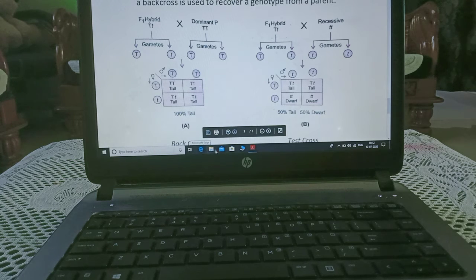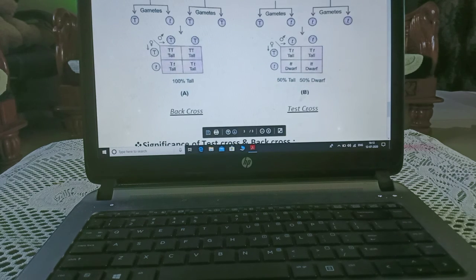Now here you can see in the test cross, the gametes are capital T, small t, crossed with each other. The resultant was 50% heterozygous tall and 50% homozygous dwarf. This is the basic difference between back cross and test cross. Just understand it properly.